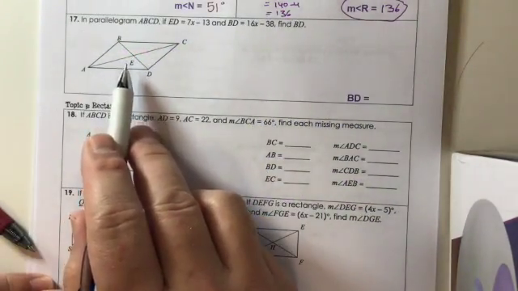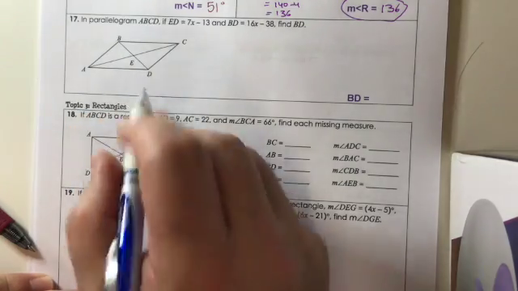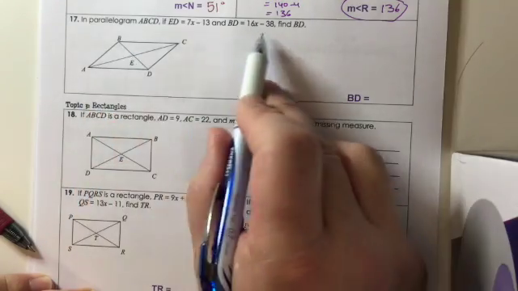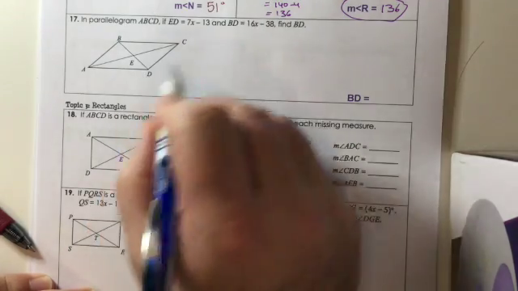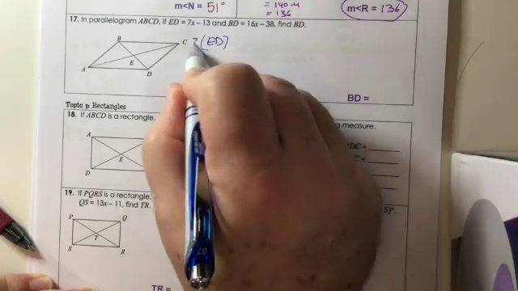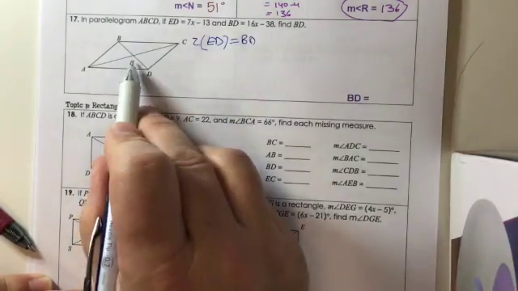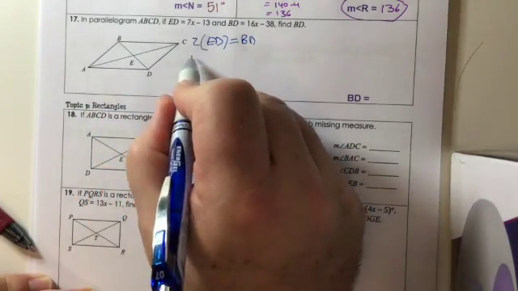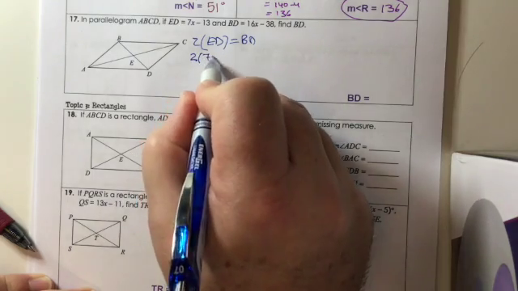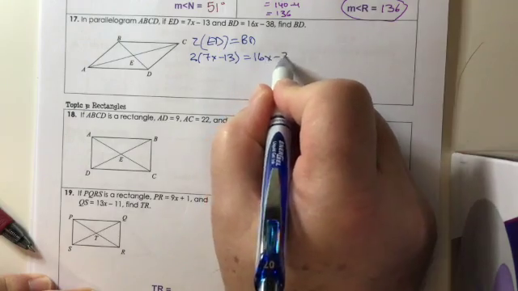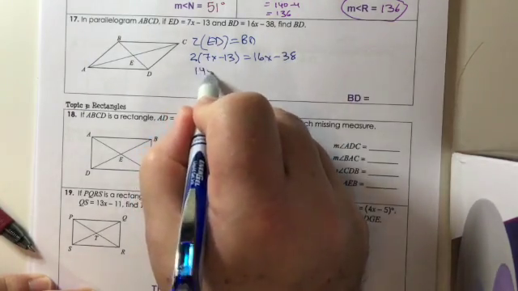Number 17, it is a parallelogram, ABCD. If we know that ED is 7x minus 13 and BD is 16x minus 38, what's that relationship? Well, I know that whatever length ED is, twice that would equal BD, right? Whatever length this is, if it's 5, then this would be 10. So with that algebraic setup, I can then solve this by plugging in or substituting and solving.